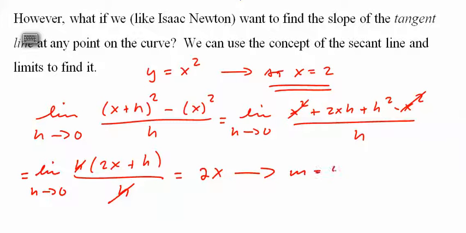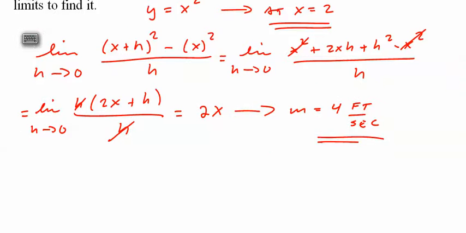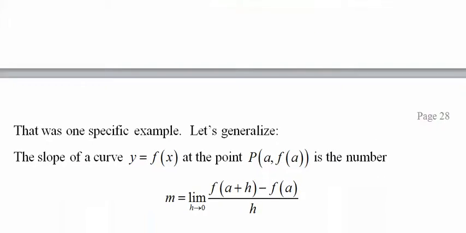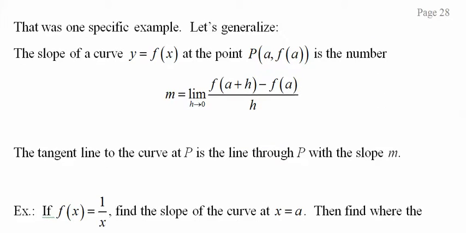Slope will equal 4, and again, feet per second, meters per second, even though I haven't defined any of that for this question. I just think it's probably a good idea for you to start getting used to thinking about velocity units. So that was a specific example, and this is the general, and this is what we just did.